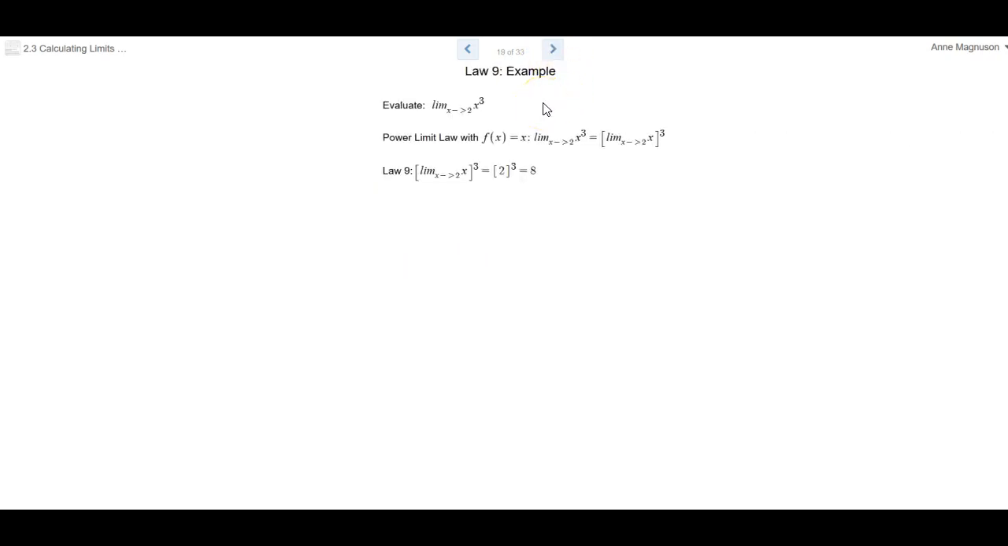So looking at examples is always a little bit better. So the limit as x approaches 2 of x cubed, this is just telling me that I can take the limit as x approaches 2 of x, which we saw by the identity function law is just 2, and then raise that to the third power. So my answer is going to be 8.